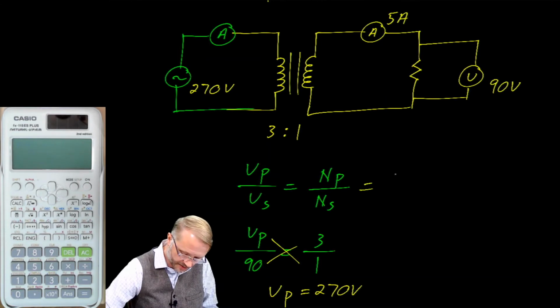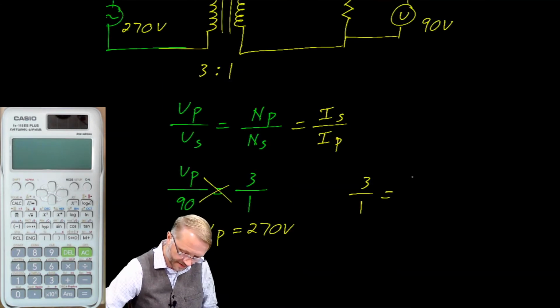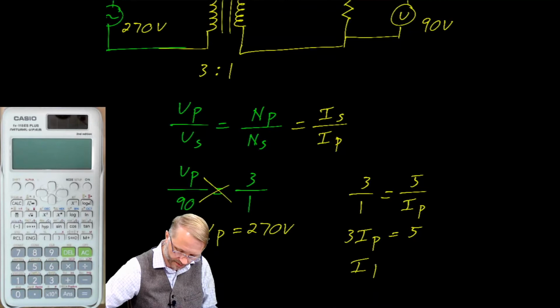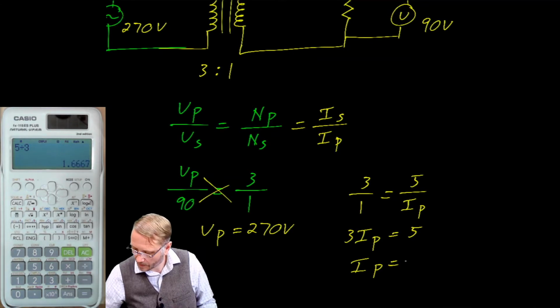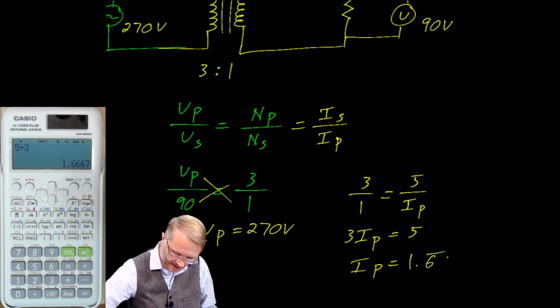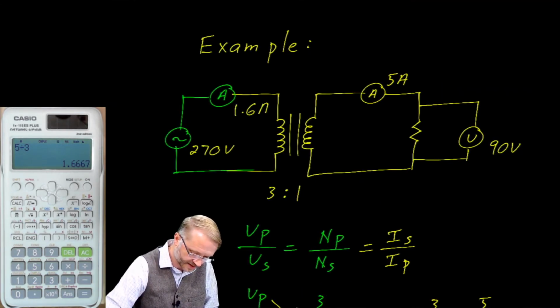From your note card, you also know that the turns ratio is equal to the current ratio, except it's upside down. So we could say 3 is to 1 as 5 is to the current in the primary. Now when we cross multiply, we end up with 3 times the current in the primary is equal to 5. So the current in the primary is equal to 5 divided by 3, which is about 1.6 amps. So that goes here. It's 1.6 amps.